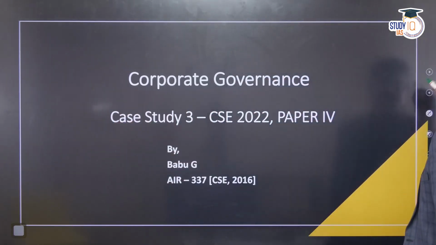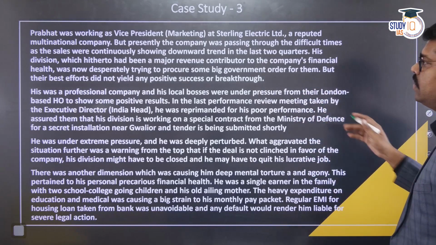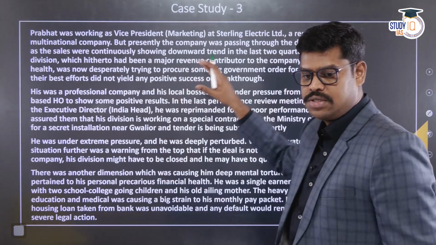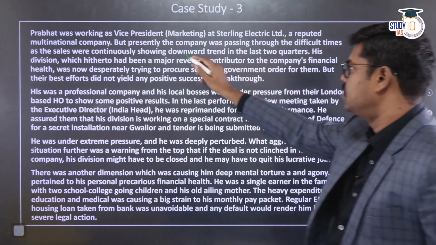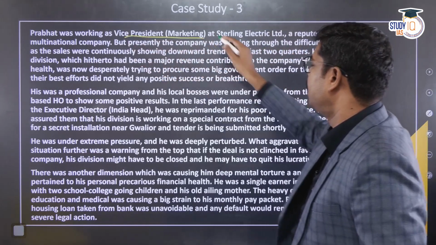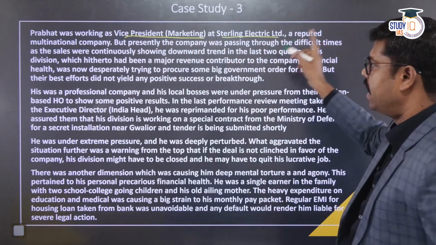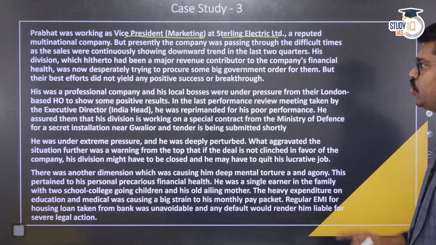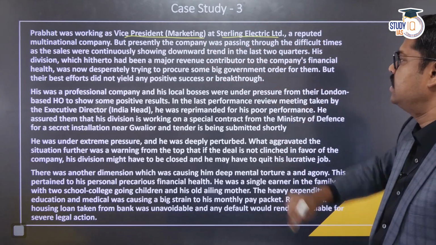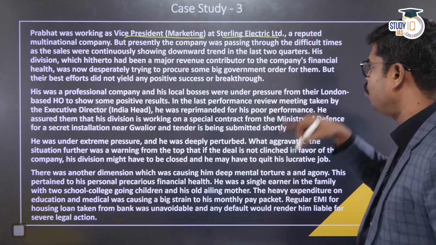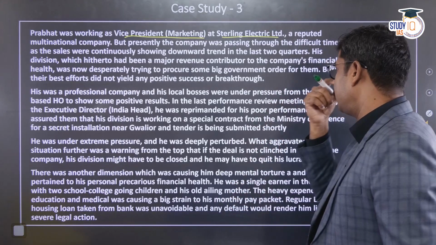Let us try to understand what this particular case is. Let me quickly go through the case, because I already briefed it. Here you can see Prabhat was working as a vice president, so you can understand that he is a senior officer in the marketing department at Sterling Electrical Limited, a reputed multinational company. So it's an MNC. But presently the company was passing through difficulties as sales was continuously showing a downward trend in the last 2 quarters. That means only of late it has not been doing well.